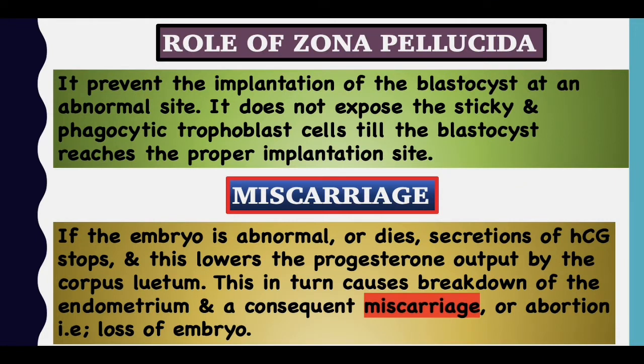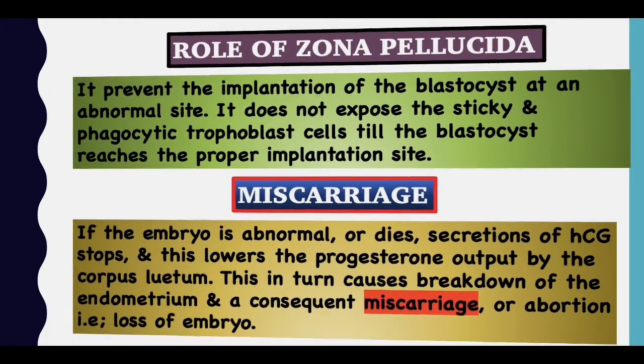If the embryo is abnormal or dies, secretion of HCG stops, and this lowers the progesterone output by the corpus luteum. This in turn causes breakdown of the endometrium and a consequent miscarriage or abortion, that is loss of the embryo. It commonly occurs during the first month of pregnancy.